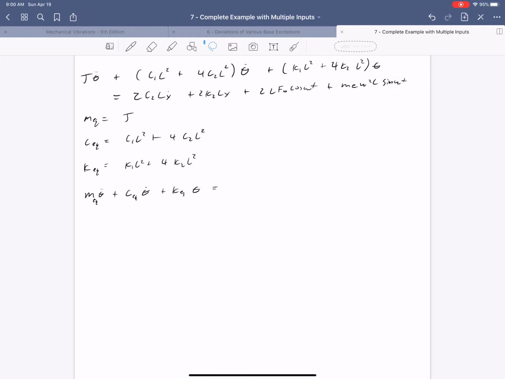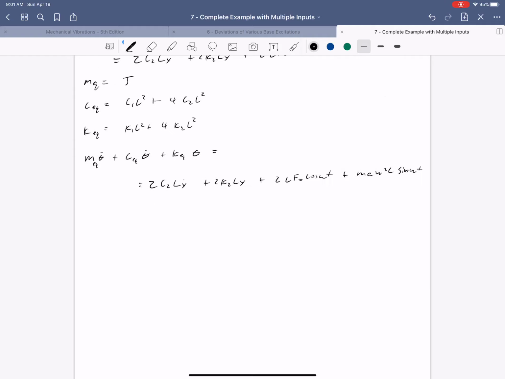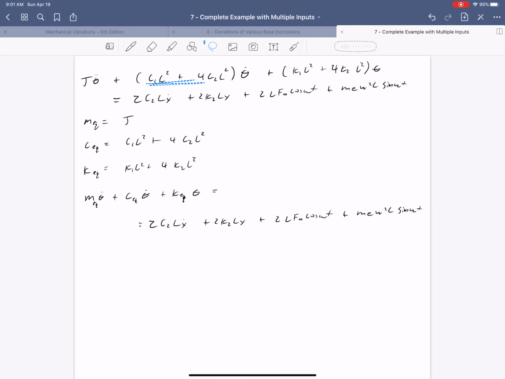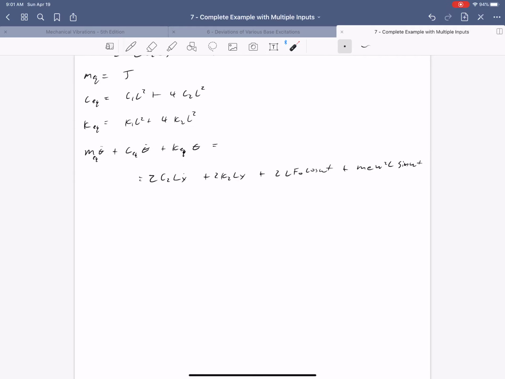Copy, paste, and okay. So we're simplifying a little bit just by saying, okay, this is our equivalent damping coefficient. Here's our equivalent spring constant. Okay, now this side is looking pretty familiar. Okay, we're going to deal with this side in a second.